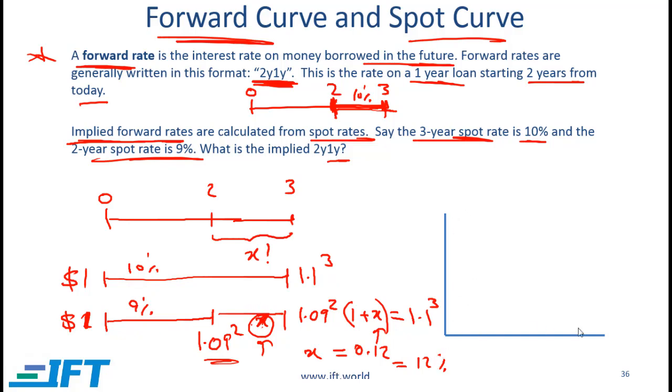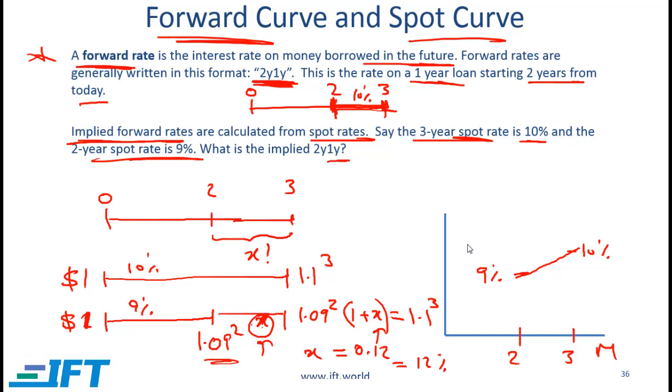If we look at the graph now, we again have maturity on the x-axis, and on this we can show both the spot rates and the forward rates. What is the 2-year spot rate? That is given, that is 9%. What is the 3-year spot rate? That is 10%. So our spot rate curve will look something like this.